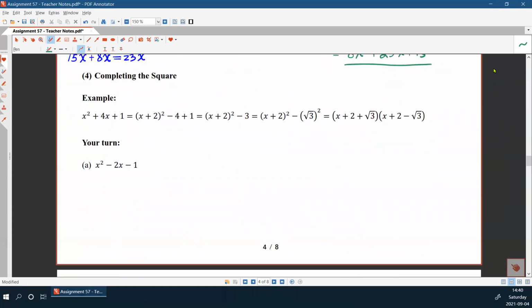Okay, so sometimes it's not very easy to find a right combination, right? So the trial and error may not be working for some time. So in that case, we can consult the method called completing the square. So for example, if we have an expression like this, x squared plus 4x plus 1.